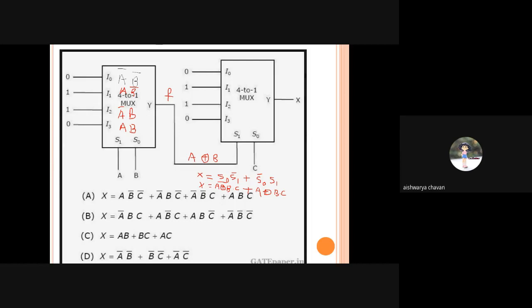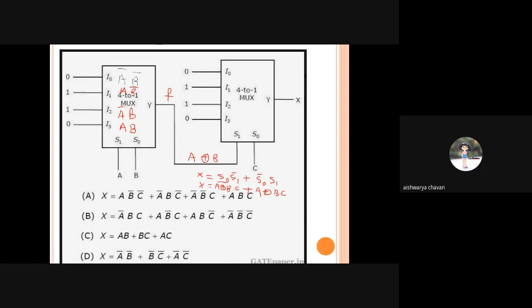If you see the equation, it is in terms of A XOR B XOR C. So (A XOR B) into C bar plus (A XOR B) bar into C is nothing but A XOR B XOR C. When the equation is A XOR B XOR C, the option A is correct. So the first option is correct.